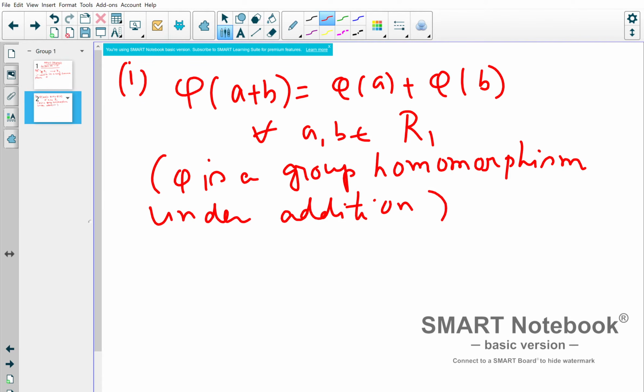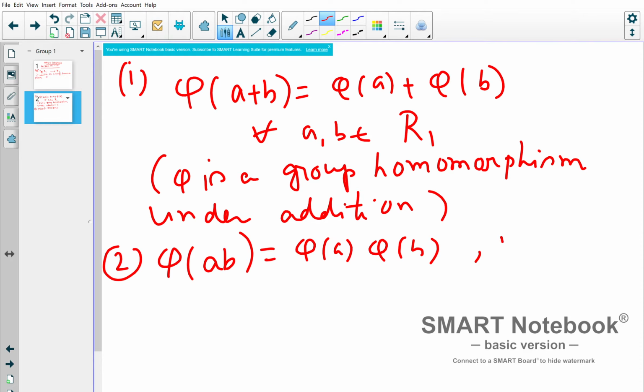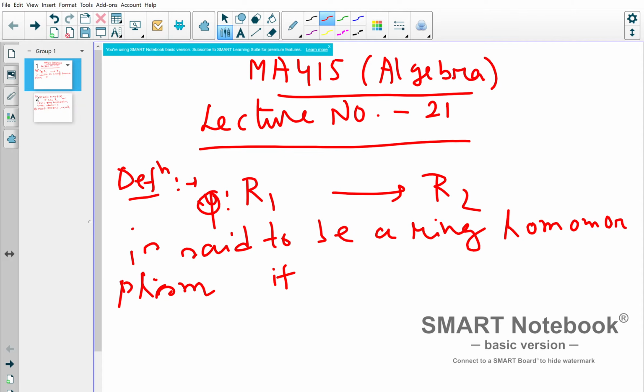And what is the second property? The second property is that phi of a times b equals phi a times phi b, which is also true for all a, b belonging to R1. Obviously you can also say that 0 goes to 0, which you can find out from property 1. So if phi satisfies these two properties, then it is called a ring homomorphism.